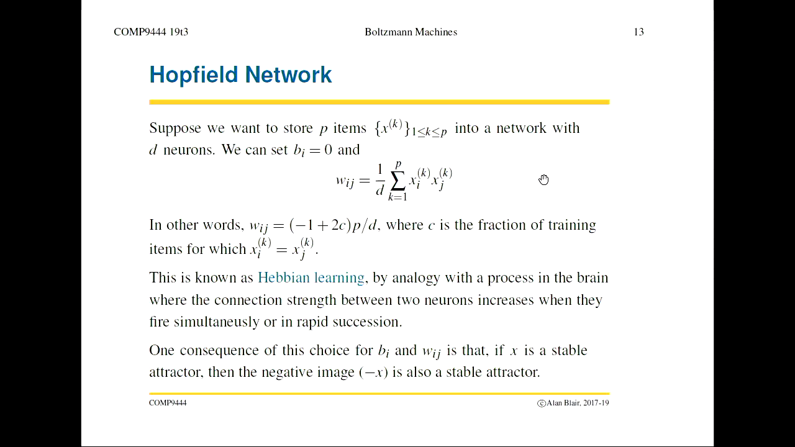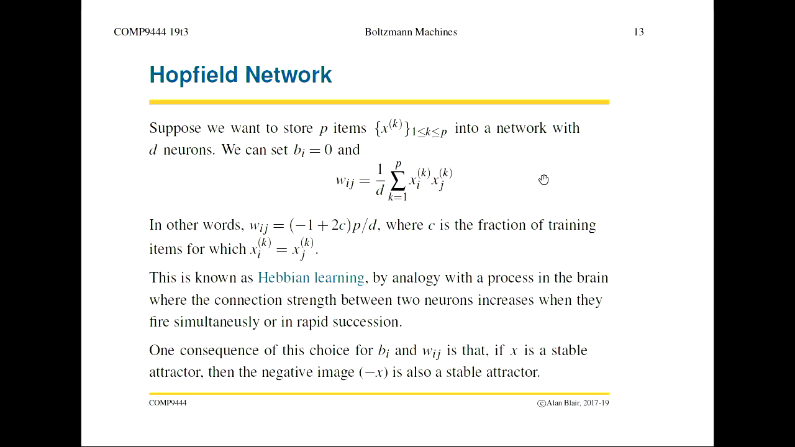Now notice p is the number of images being stored, and D is the number of pixels in the image, right? It doesn't have to be an image; D could just be the number of neurons, and P is the number of patterns, but it's easiest for us to think about it as images. And you take the sum for k equals 1 to p of xi k times xj k. Remember, these numbers are either 1 or minus 1. So when we multiply them together, we get a number that's either 1 or minus 1.